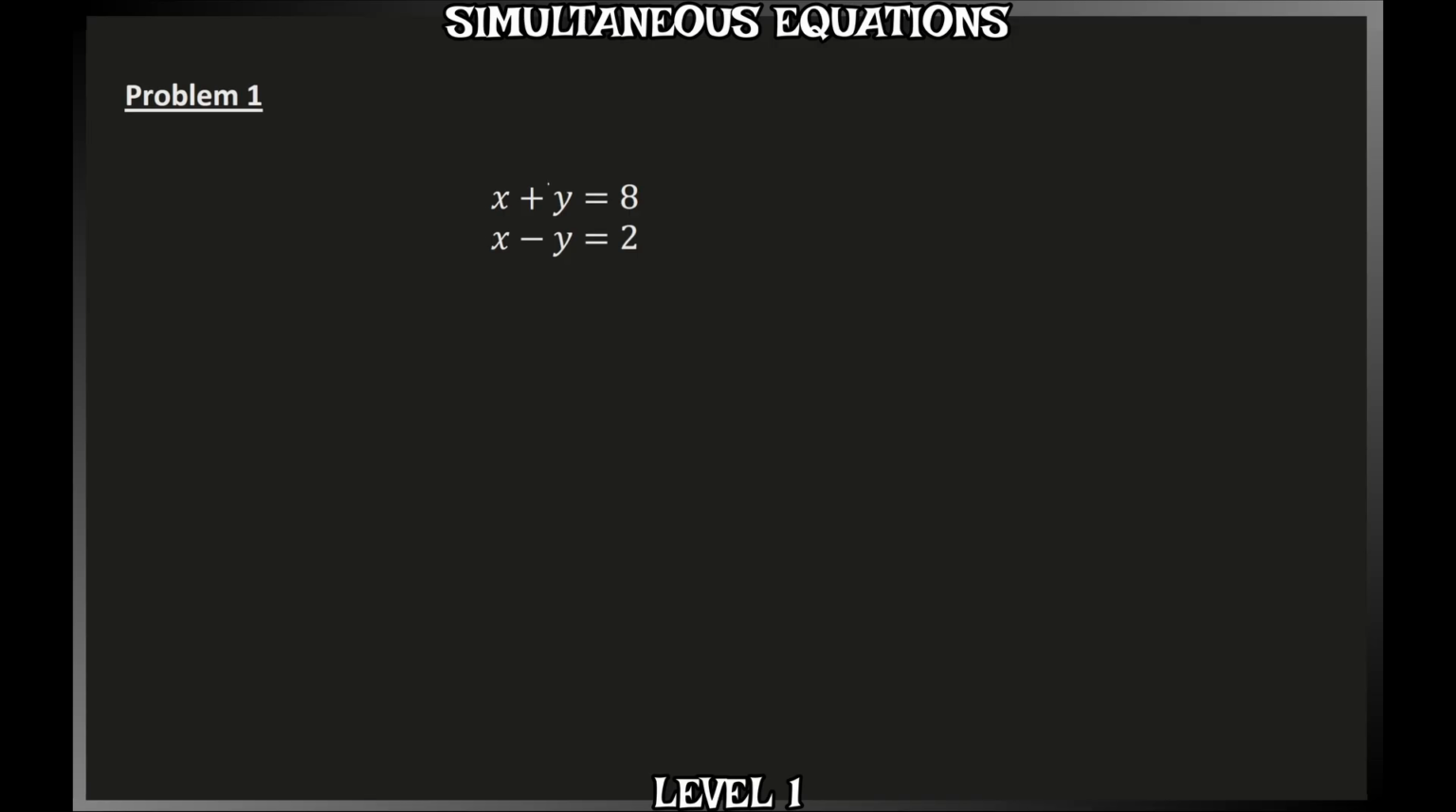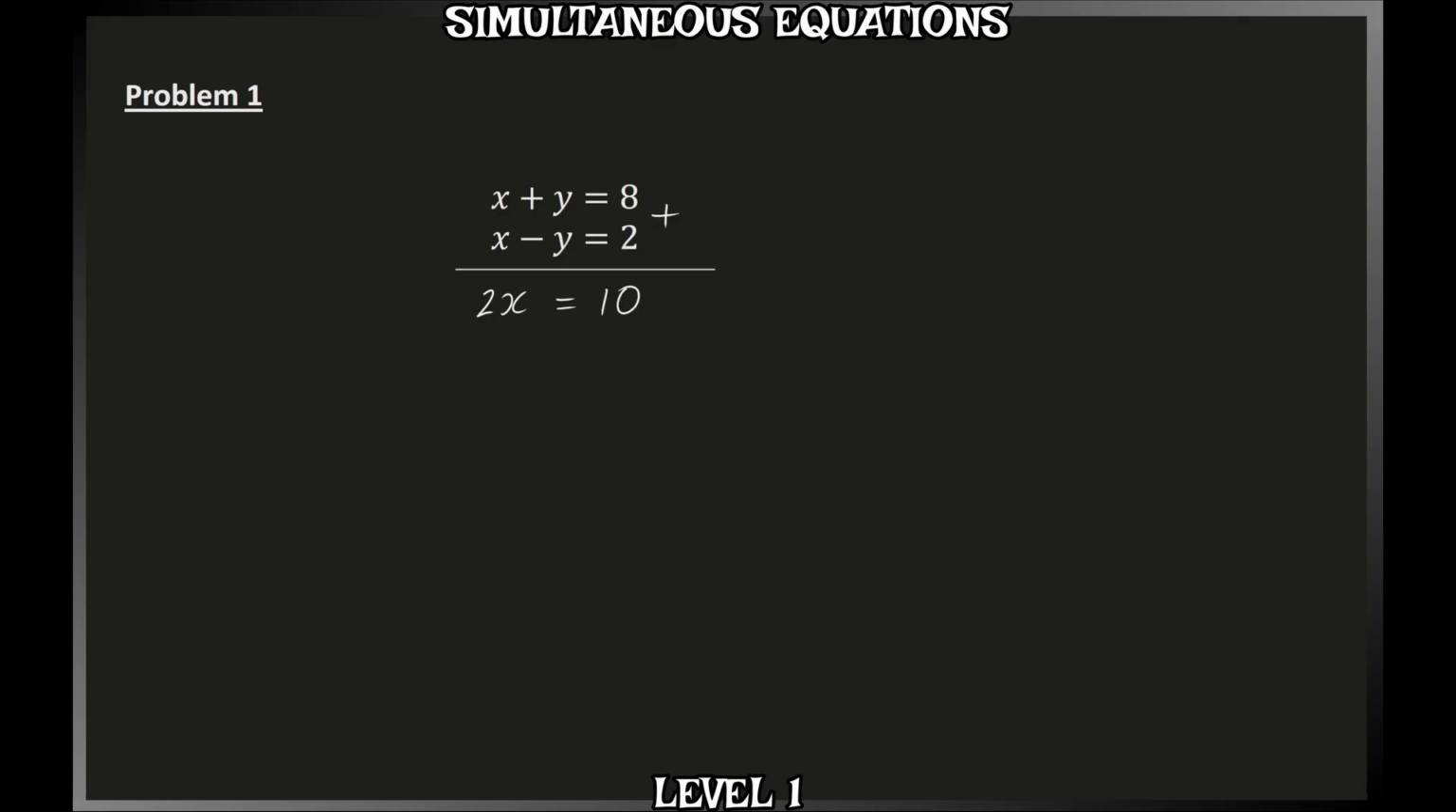Alternatively, in the first equation we have a 1y and in the second we have a minus 1y. So we could eliminate the y's by adding them together. Although it doesn't really matter which method we use, it tends to be a little bit easier to add than to subtract. So we're going to add these equations together. Starting with the x's, x plus x gives us 2x, the plus y and the minus y add to make 0, and 8 plus 2 is 10.